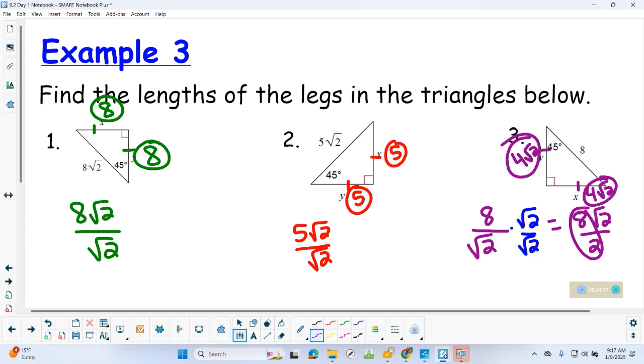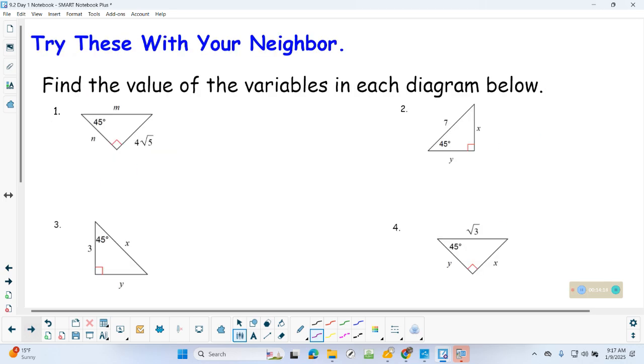So still easy, but these can just get a little dicey if you have to maybe rationalize or simplify a radical. Do the radical words. That's where it gets challenging.